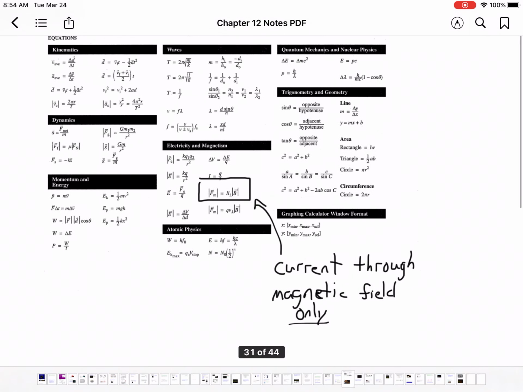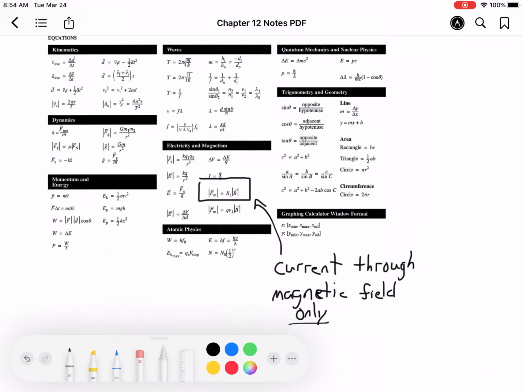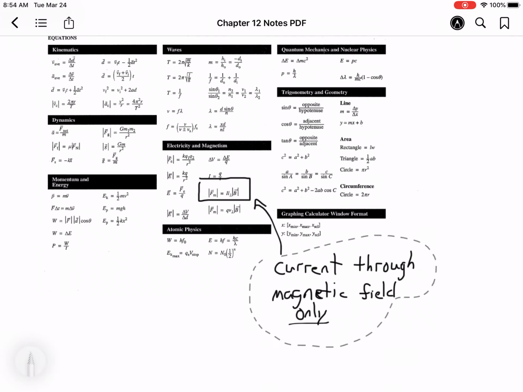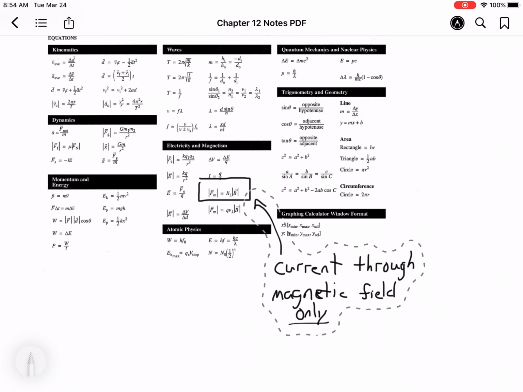So this is the equation. It's on your formula sheet here. Please note what I wrote here: it's the current through a magnetic field only. So this equation only works when there's a current passing through a magnetic field. That's the only time you can use this equation.